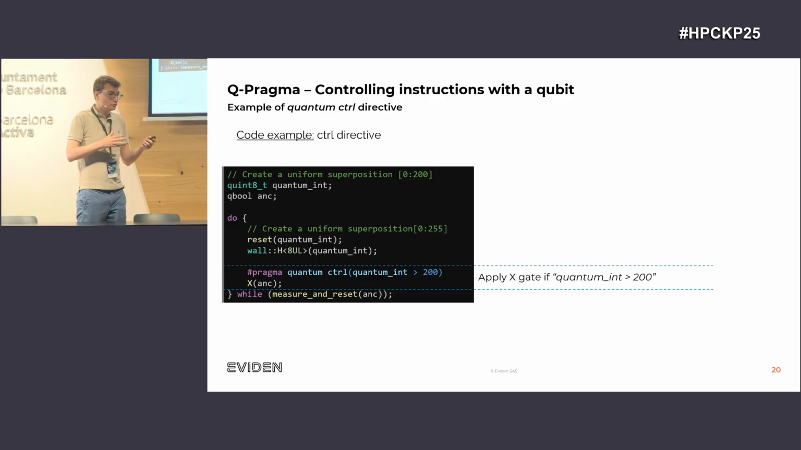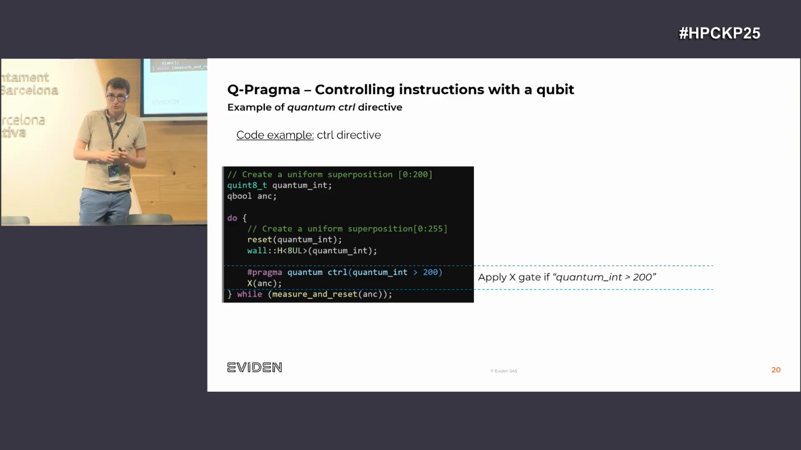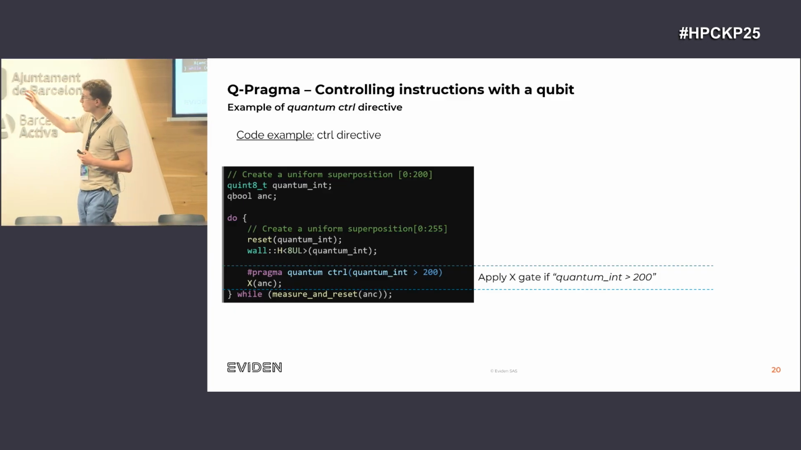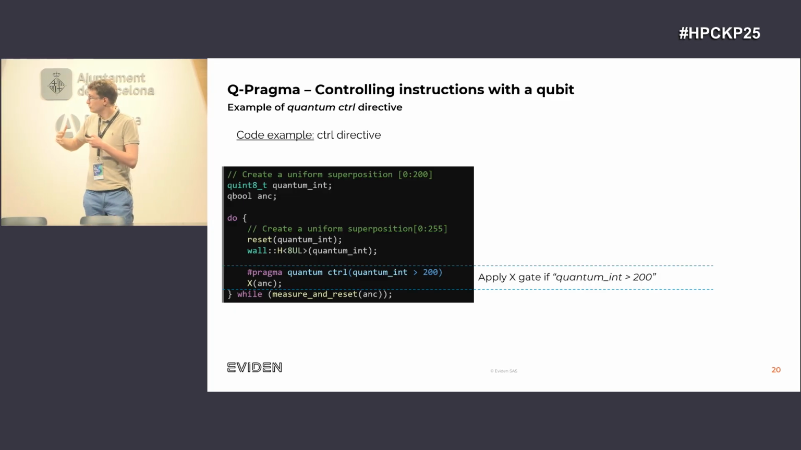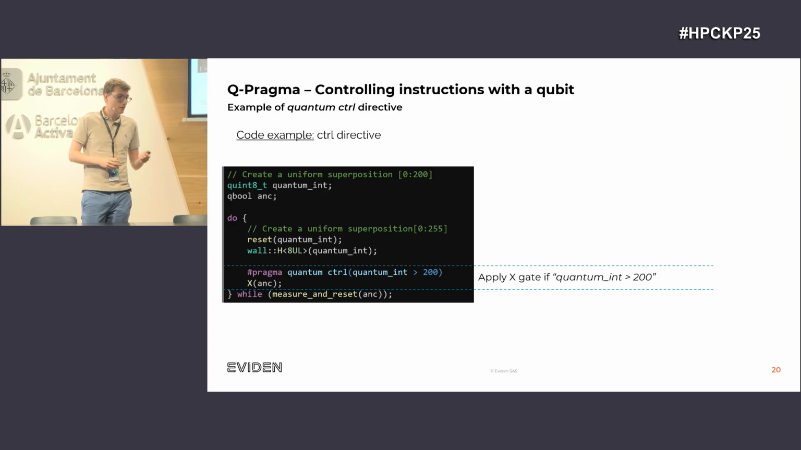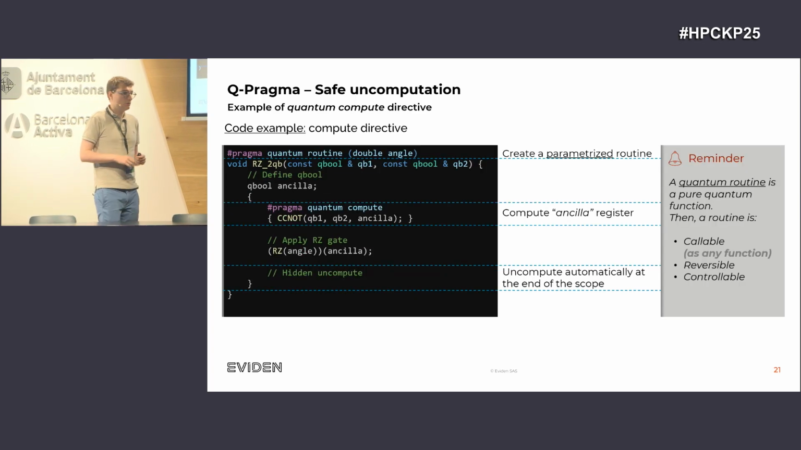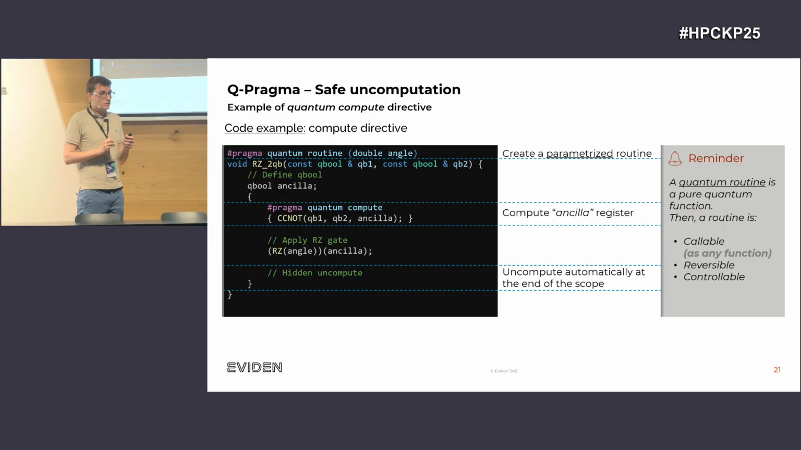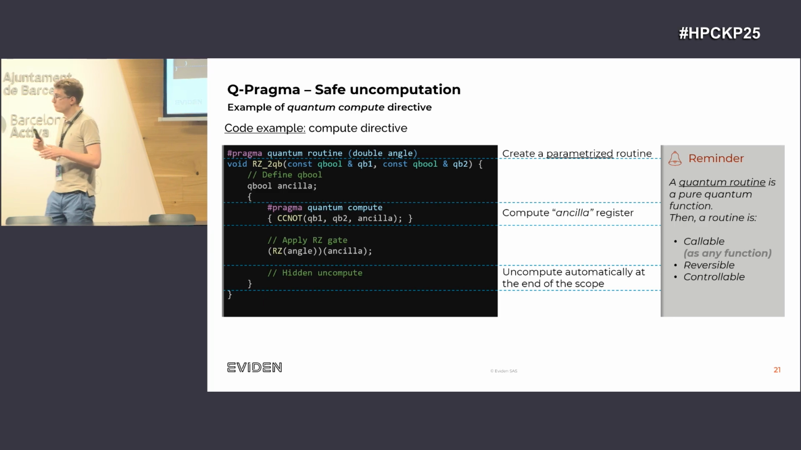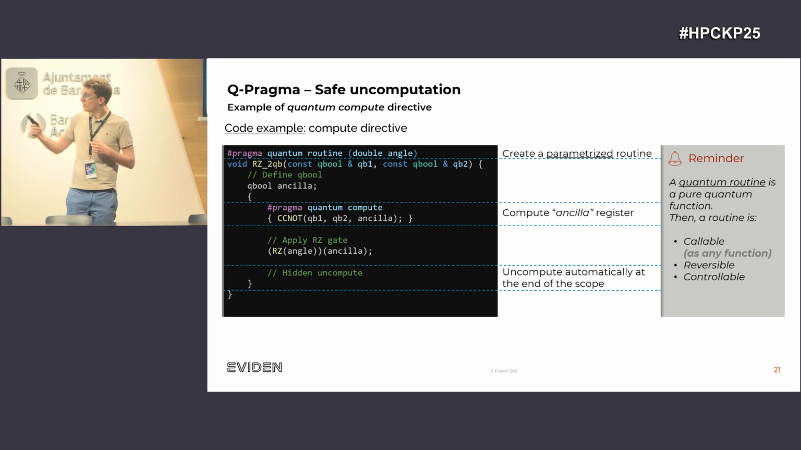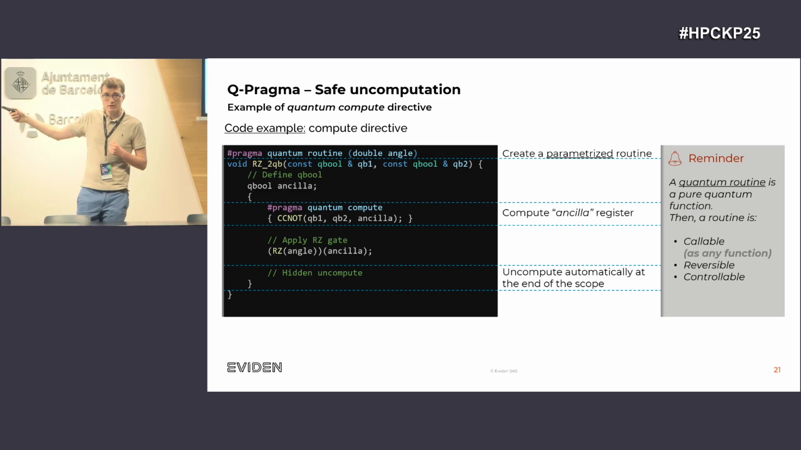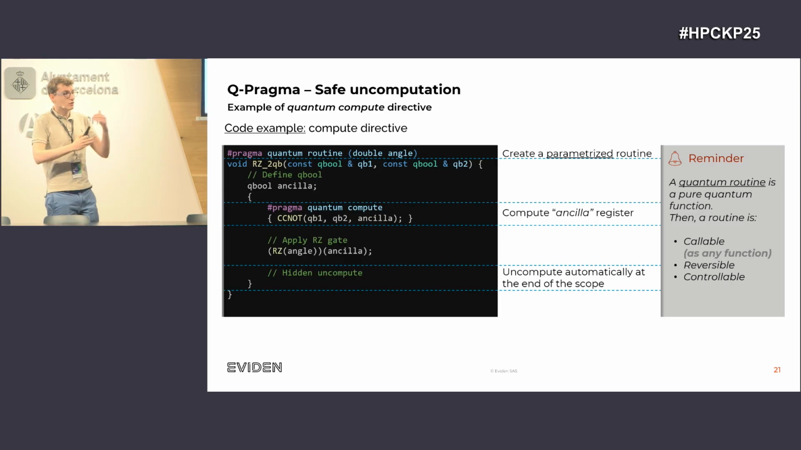There is the Pragma quantum control. It's the example I showed you earlier, but we can use Pragma quantum control to change the scope and apply a control version of the scope. And there is the Pragma quantum compute, which is used to simplify the management of the safe uncomputation. When we initialize a register, we put it in a Pragma quantum compute, and we have the guarantee that all these instructions will be reversed when we free this register.